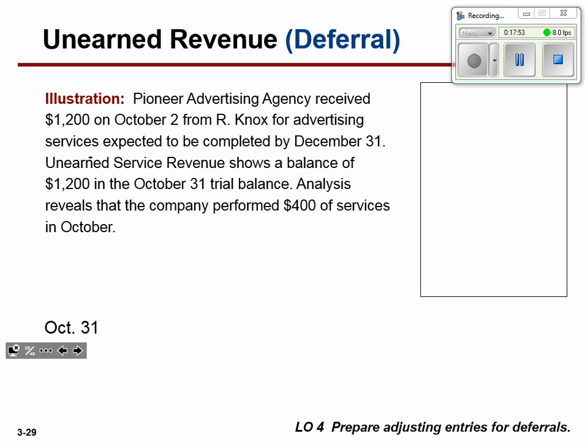Pioneer Advertising received $1,200 on October 2nd from R. Knox for advertising services expected to be completed by December 31st. So how many months' worth did they buy? October, November, December. This R. Knox, so they're technically one of our customers, bought a 3-month advertising gig with us. I don't know what we're advertising. That doesn't matter.